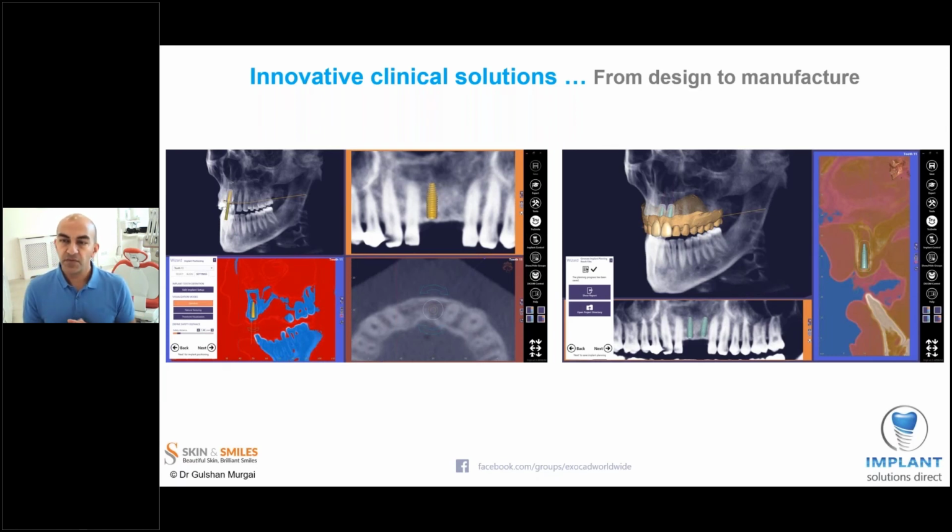The final screen there on the right-hand side shows the restorations. It shows the implants relative to the scan data from intraoral as well as the CBCT data. So it's a nice tidy way of bringing it all together.